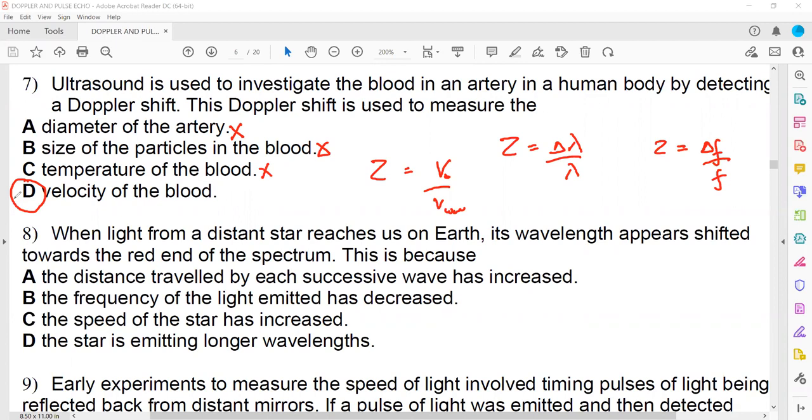So the Doppler effect can be used to identify whether an object is moving towards or away from the source, or whether the source is moving towards or away from the object. And the second thing, it can be used to find the speed at which the object is moving. So here the object is blood. The blood flow through the arteries causes a Doppler shift, and using a Doppler shift we can work out the speed at which the blood is moving. Is it clear? Question 7. Any doubt till this point?